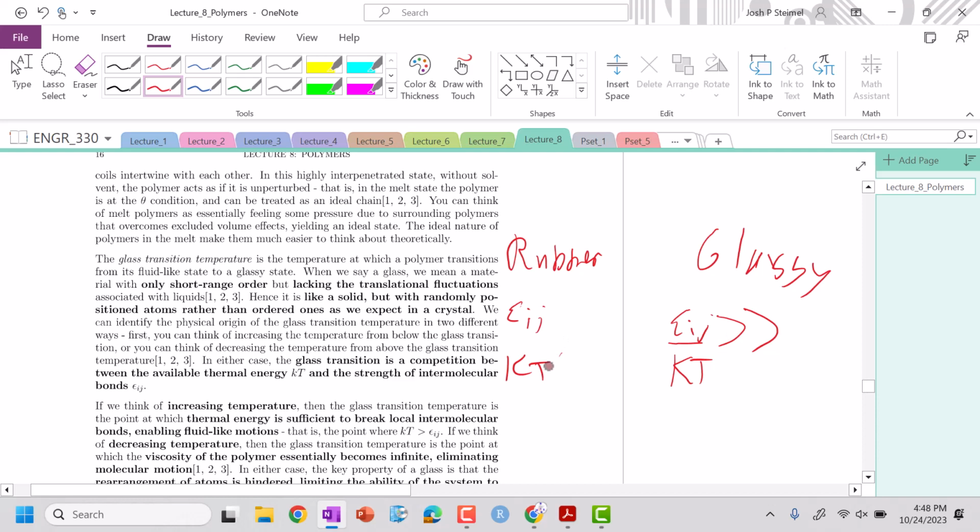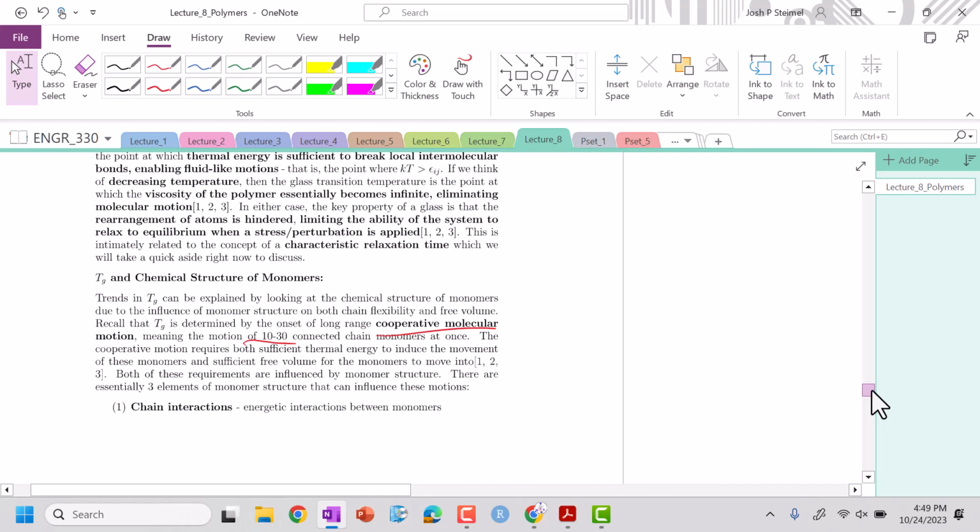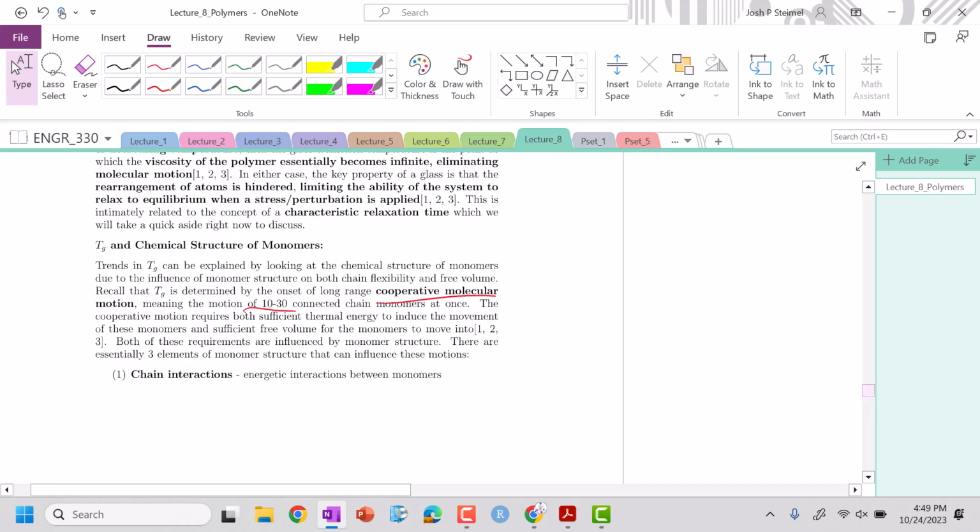But here, my epsilon ij is much, much less than kT. So I have more thermal energy, so they're able to break those intermolecular interactions and start to move, or be able to move cooperatively. So that's cooperative molecular motion of 10 to 30 connected monomer chain units.